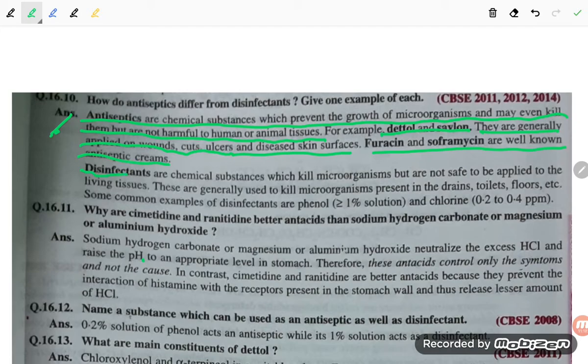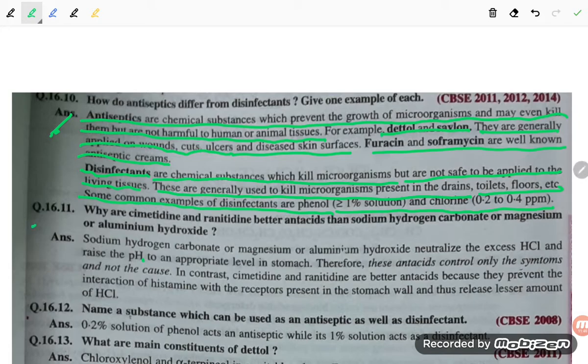Next one is disinfectant. Disinfectants are chemical substances which kill microorganisms but are not safe to be applied to living tissue. These are generally used to kill microorganisms present in drains, toilet floors, etc. Some common examples of disinfectants are phenol, 1% solution, and chlorine, 0.2 to 0.4 ppm. Okay, so these are the disinfectants.